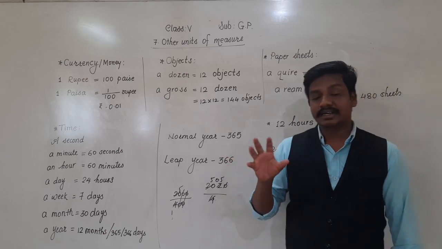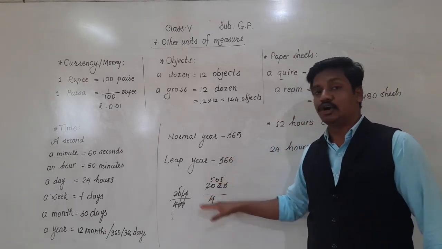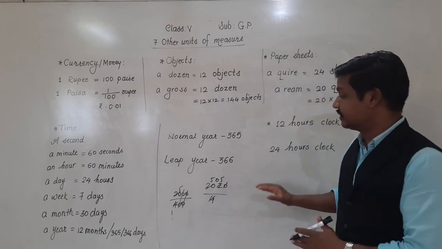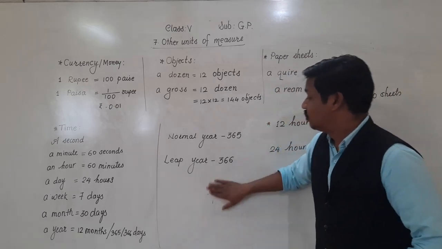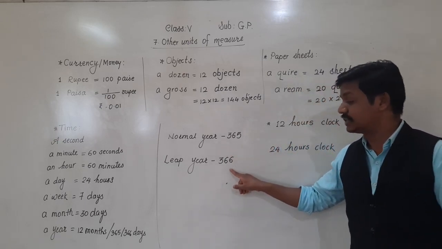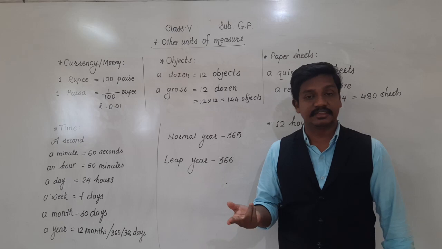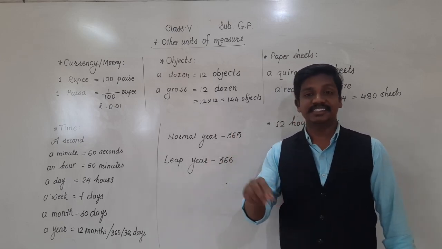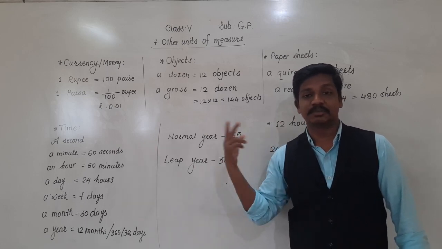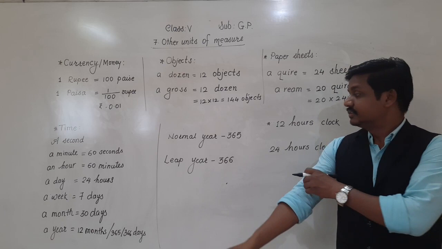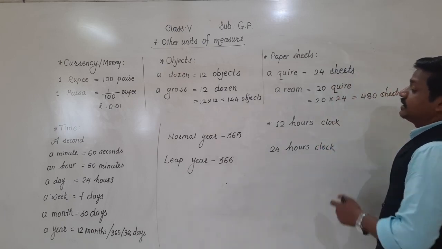Understood? So when a year is divisible by 4, or a century year is divisible by 400, we say that it is a leap year, and a leap year has 366 days. Then that one extra day is counted in which month? February. In a leap year, February has 29 days, and in a normal year, February has 28 days. So this is about normal year and leap year.